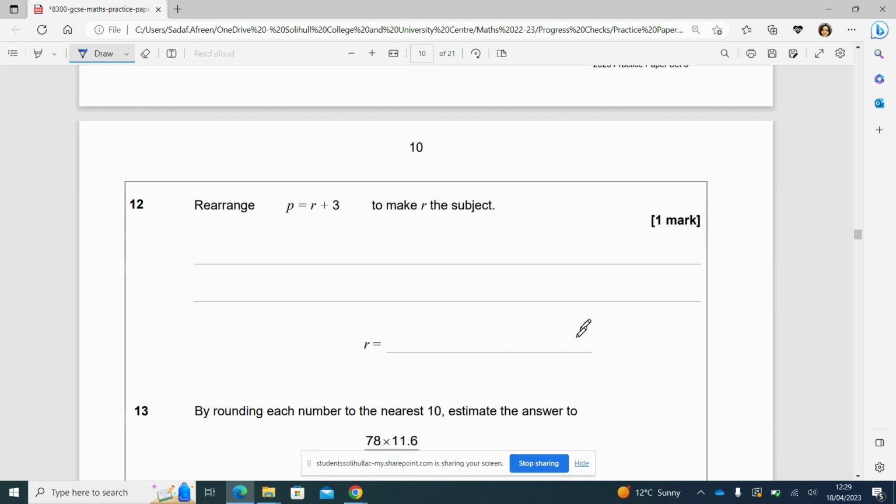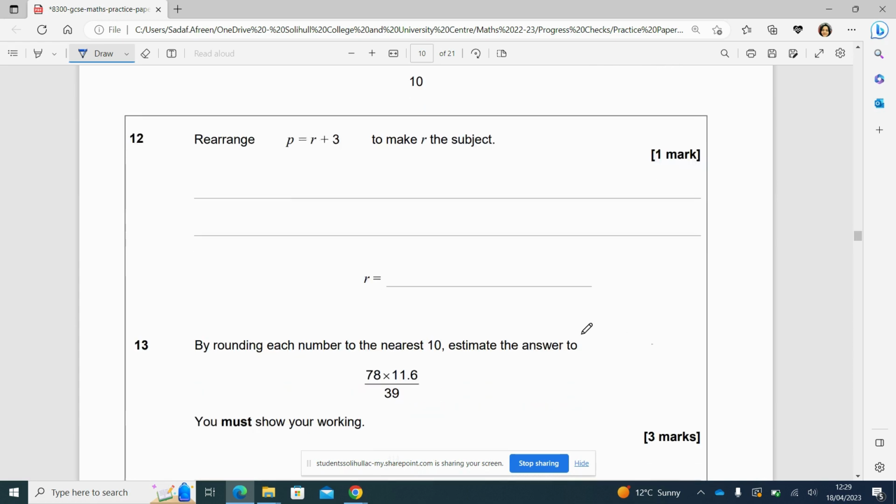Okay, question number 12. P equals R plus 3, make R the subject. Now, to make R the subject of the formula, we need R on the left-hand side of the equation on its own. So what we need to do first, we just write it down, this whole thing, which is R on the left-hand side. So R plus 3 equals P. It's just the same thing. I just put it on the left-hand side of the equation to see clearly that this is the R.